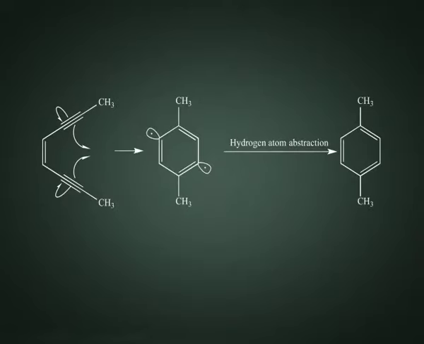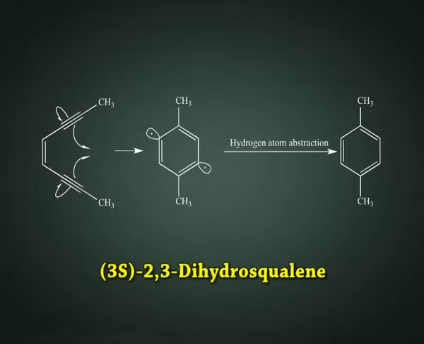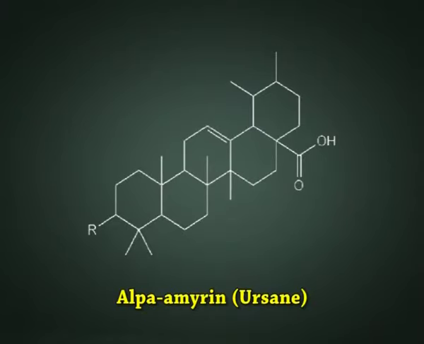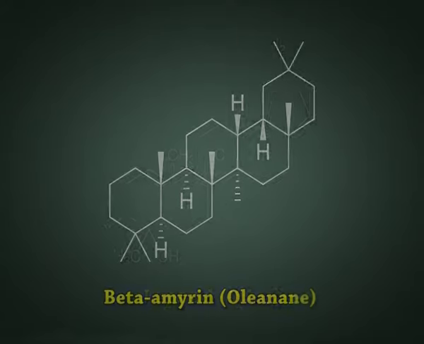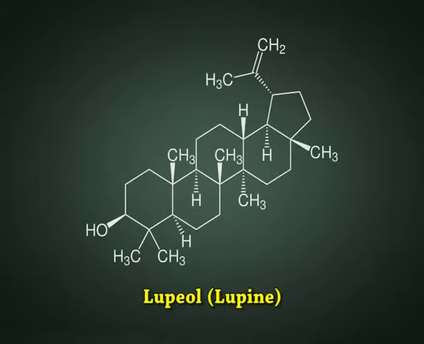They arise from the cyclization of 2,3-oxidosqualene. They are structurally diverse compounds containing 4 to 5 basic ring systems in the nucleus. Based on the structure, they are further classified into three groups: alpha-amyrin, which is also known as ursane, beta-amyrin, which is also known as oleanane, and lupeol, which is known as lupane.